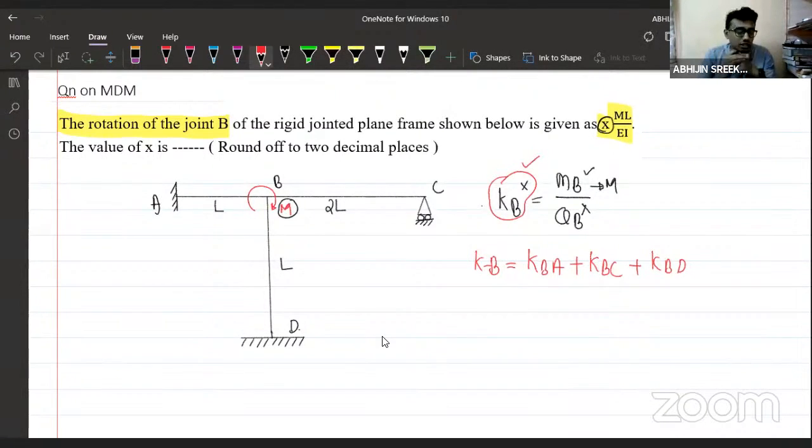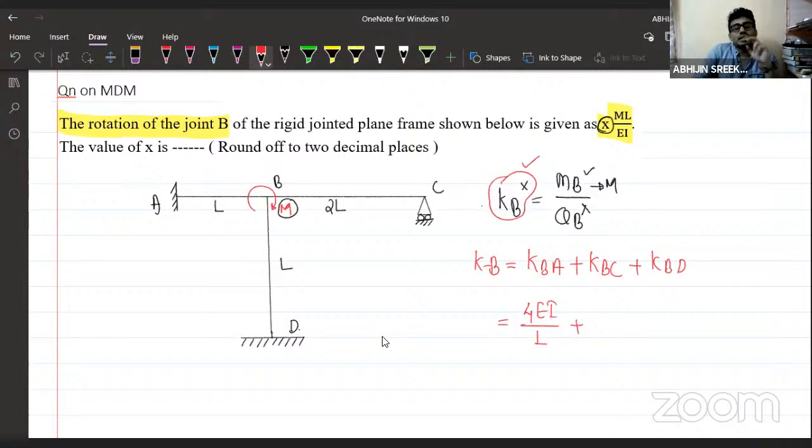Coming to the next question: how to calculate the stiffness of various members? It depends upon the far end conditions. If the far end is fixed, what will be the stiffness? Stiffness will be equal to 4EI divided by L.